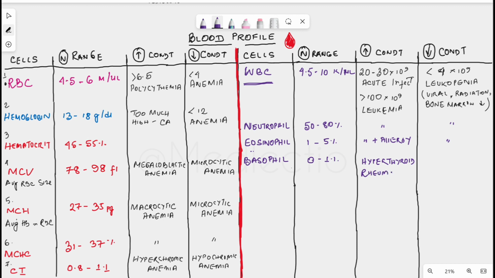Then in rheumatoid arthritis too, basophils get increased. Cancer also. Okay, then we are left with two, the monocytes and lymphocytes.